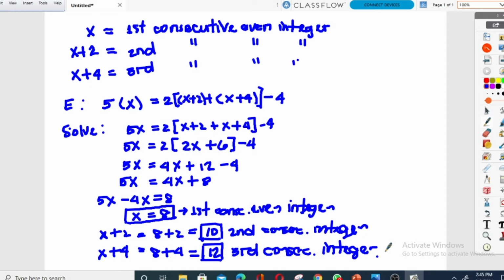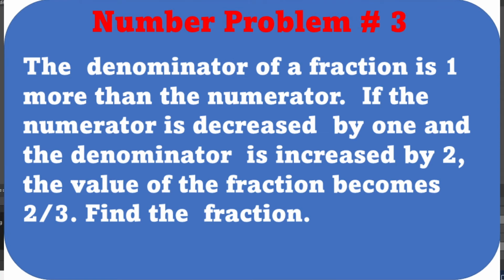All right? So let's proceed with question number 3. The denominator of a fraction is 1 more than the numerator. If the numerator is decreased by 1 and the denominator is increased by 2, the value of the fraction becomes 2/3. Find the fraction.